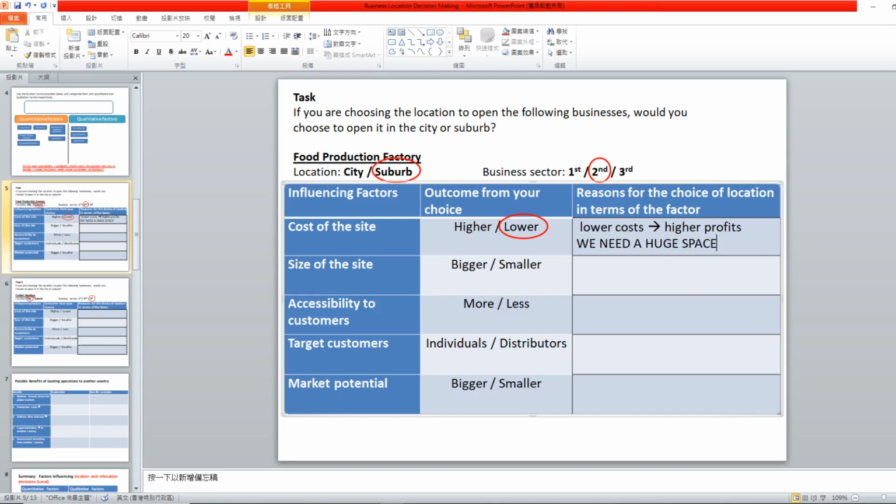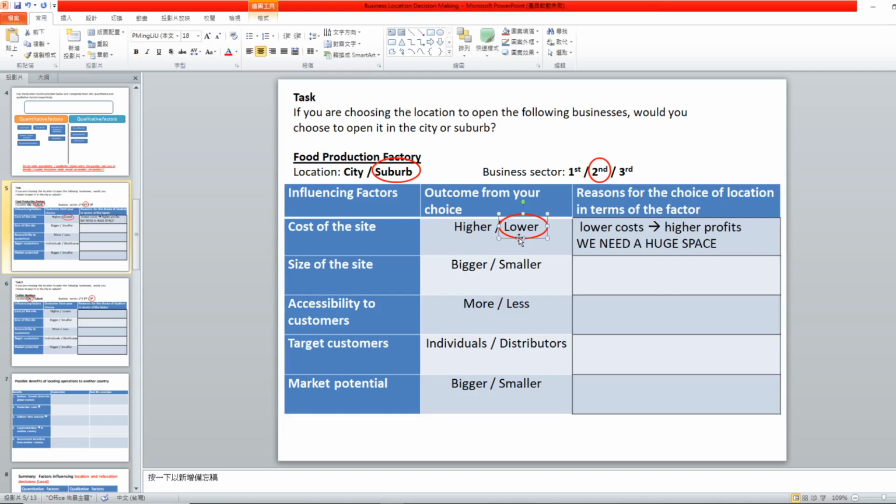If we set it up in the city, then it's no good, right? Because we need a huge space, and if we set it up in the city, the cost will be very high. So that's the problem. That's the first point here. What about the second?